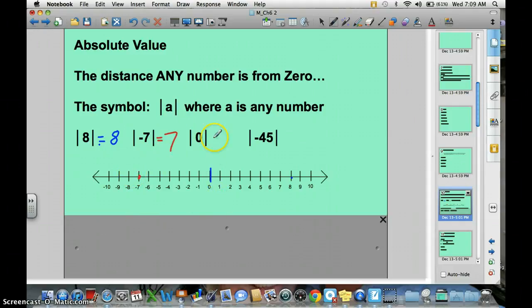Now press pause and try to do the next two. Find out what the absolute value of 0 is and the absolute value of -45. Alright, now that you've done that, let's see. Well, here's 0, and the distance to it is 0 because I didn't have to move anywhere. -45 is way over here somewhere on our number line, and it would take me 45 spaces to get there.